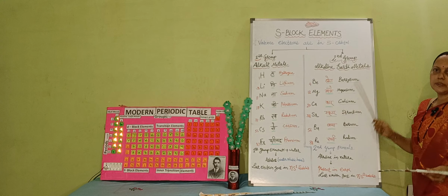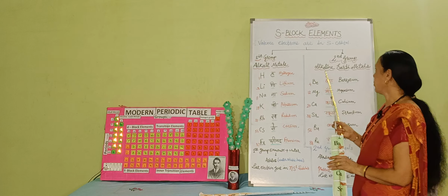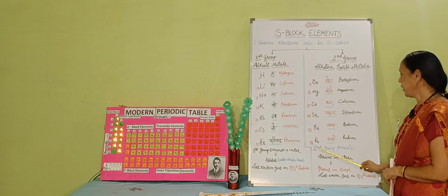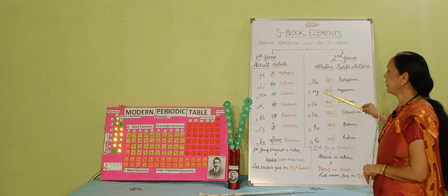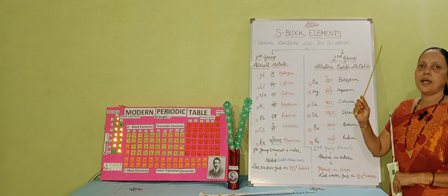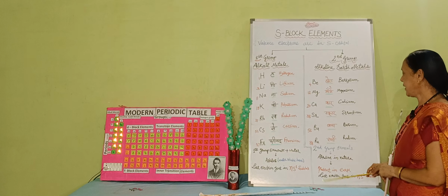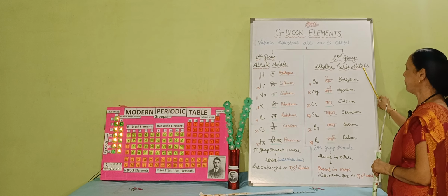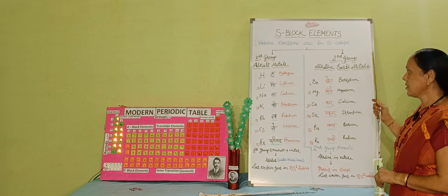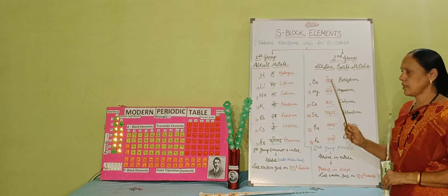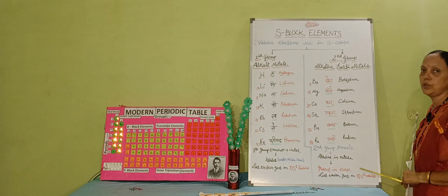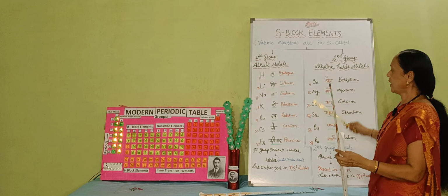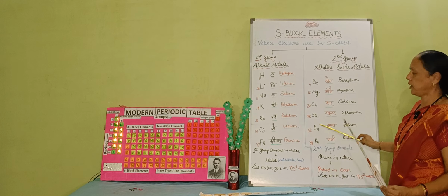Now the second group element is called alkaline earth metal. Why are these called alkaline earth metals? Because these are all alkaline in nature, basic in nature, and they are present inside the earth, and that's why they are called alkaline earth metals. Here also the last electron, as this is the second group, goes to the NS2 subshell. The elements are beryllium, magnesium, calcium, strontium, barium and radium.